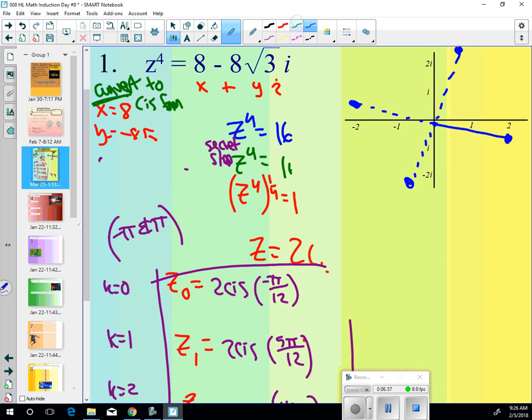What do you notice about all of these? Yeah, they kind of form a perfect square tilted, don't they? So those are the 4 roots of 8 minus 8 root of 3i.